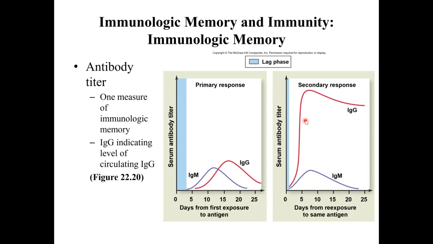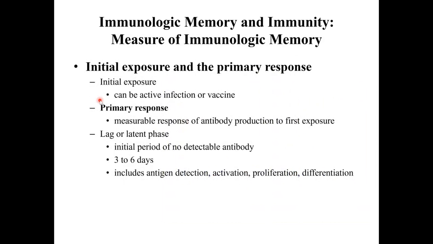So we get a much quicker and a much more rapid response, so that on secondary exposures you might not even notice. And this is the whole idea behind vaccines, so that when you get a vaccine, if you get exposed to something, instead of a primary response, you get a secondary response, and you might not even know you were exposed. All right, so the initial exposure can be an activation. You get actually real life exposed, or by vaccine.